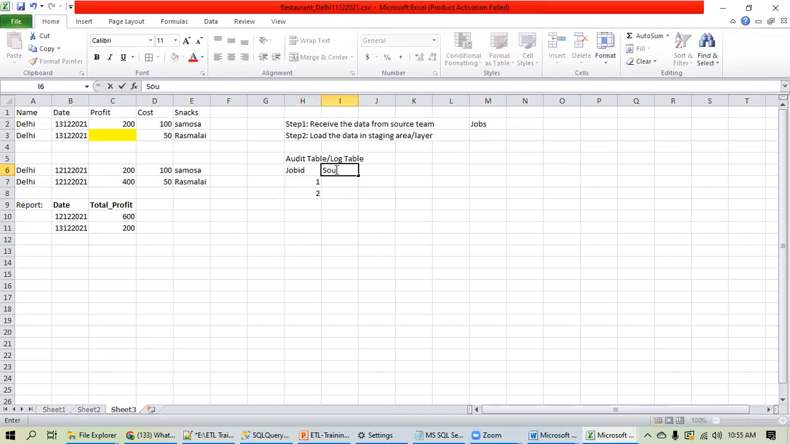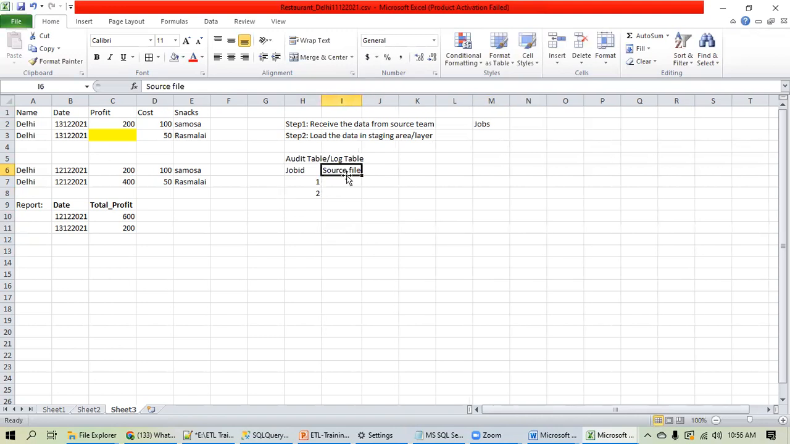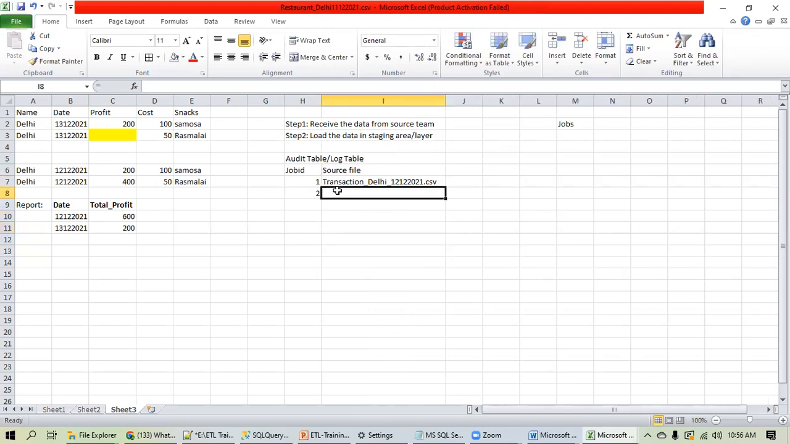Okay, that is job ID. The next column will be source file. The source file column will tell you which date's records you are loading. Suppose you have loaded on 12th December, it will give you the file name with the 12th December date. The naming convention will be something like Transaction daily, the CSV file or whatever file. If you run the job the next day, it will be Transaction daily 13th December.